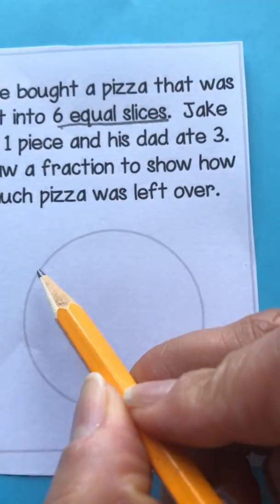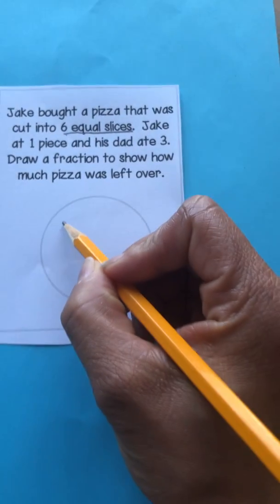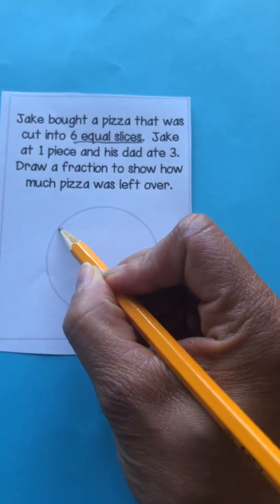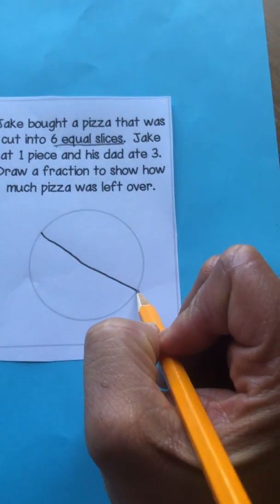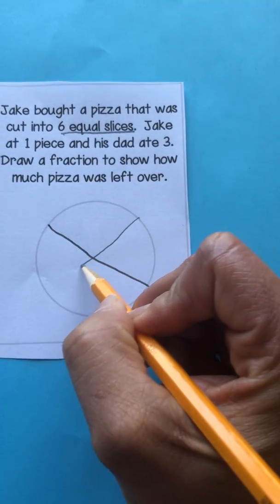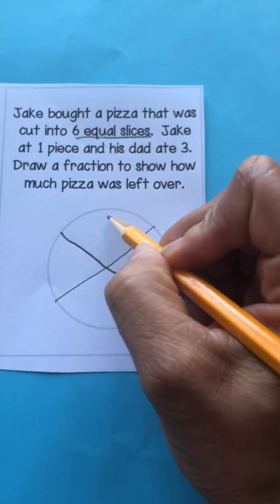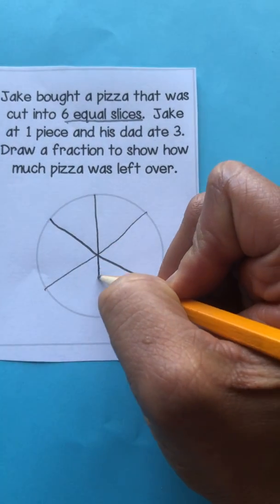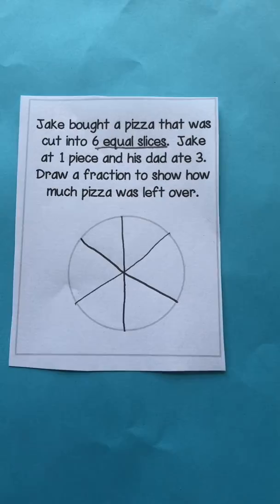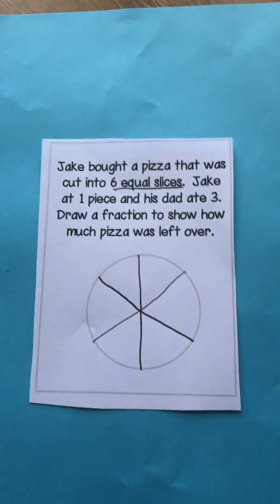So I am going to take my pencil. Let me just zoom out a little bit so I can work with my pencil. I am going to make an X in the middle, and then I'm going to draw a vertical line going down. And there are my 6 pieces. So that part is done.